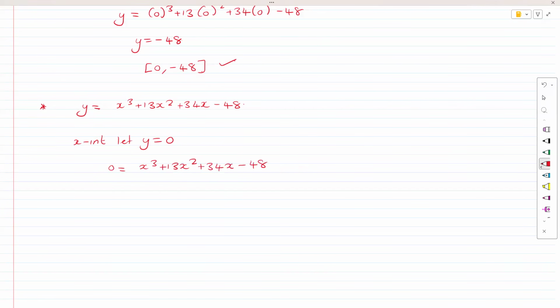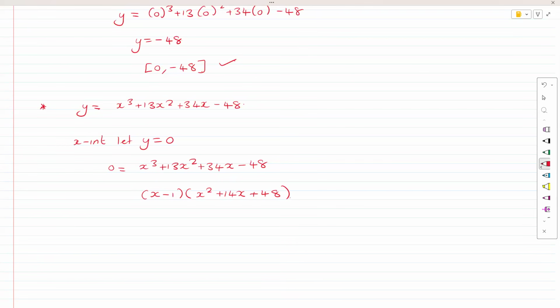If we simplify this with the calculator, it's fine. Without the calculator, it might be a tiny bit difficult, but we can factorize it, right? I'm going to help with this one. But now this is x minus 1 as a factor. And this would be x squared plus 14x plus 48.